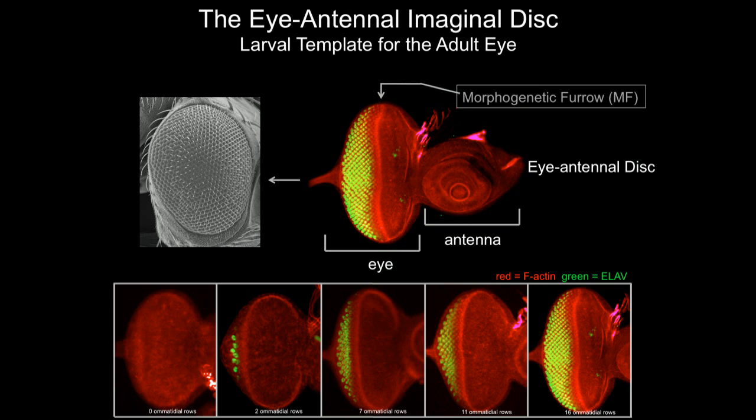The adult eye is derived from the eye-antennal imaginal disc, which is a monolayer epithelium, and is outlined here in red with the eye portion on the left and the antenna on the right. Proliferation, growth, and segregation of the eye and antennal portions of the disc will occur during the first and second larval instar. During third instar, photoreceptor differentiation will begin with the initiation of the morphogenetic furrow at the far posterior edge of the disc, and it will progress anteriorly as development proceeds. And the furrow marks a physical separation between the undifferentiated proliferating cells ahead of it and the ordered differentiated photoreceptors behind it, which are seen here in green.